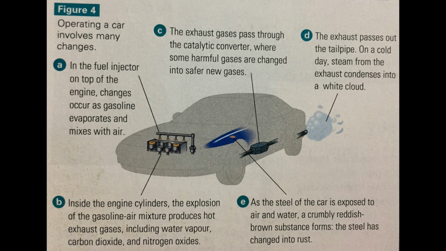The physical changes were the evaporation of the gasoline, that was A. D was the condensation of the steam. So B, C, and E were chemical. And in terms of, for each identified change, determine the impact it could have on the environment, I'm going to leave that to you, and we'll discuss that in class.